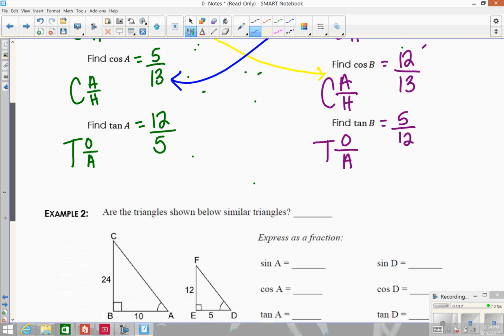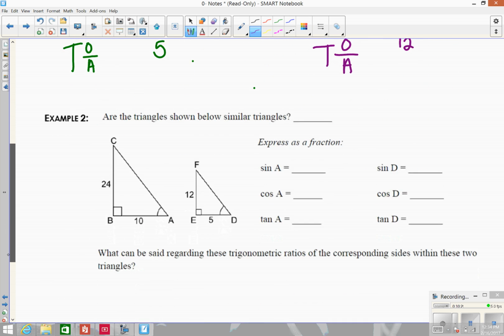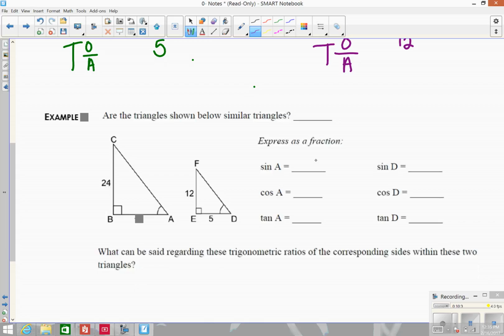If we look at the next example here, very similar, where you're going to be coming up with these different things, and it's asking us, are the triangles similar? So are the triangles similar? Yes. They're similar by angle because we have two sets of angles marked, meaning angle A is equal to angle D, so the two acute angles are congruent, and we have right angles. So if they're similar, that means the sides are proportional.